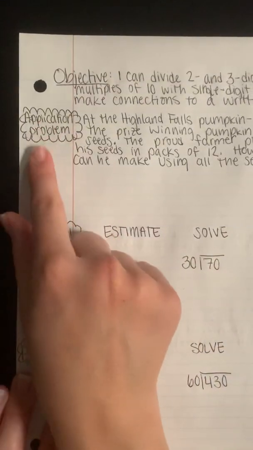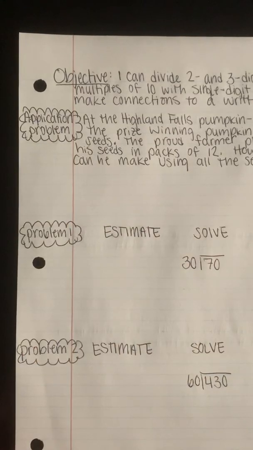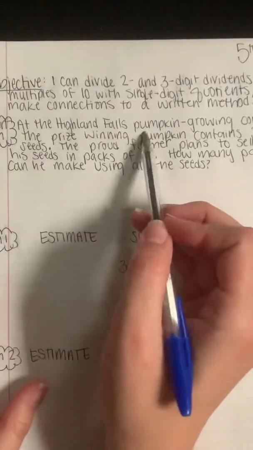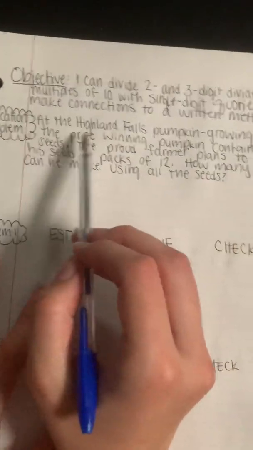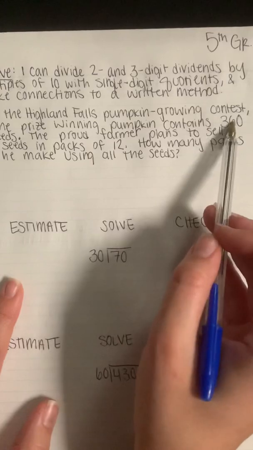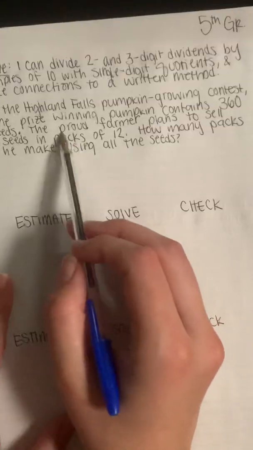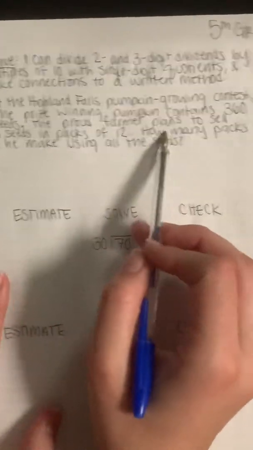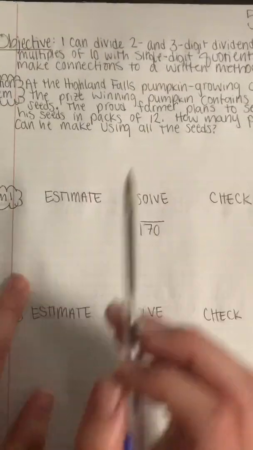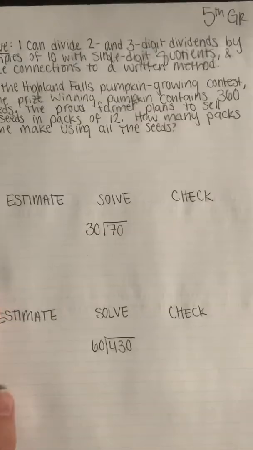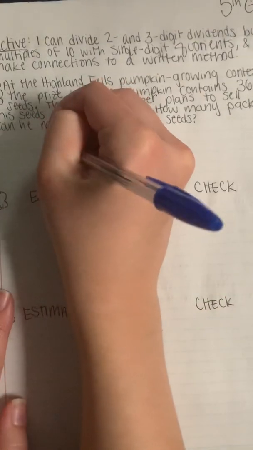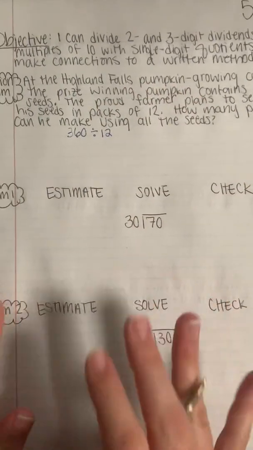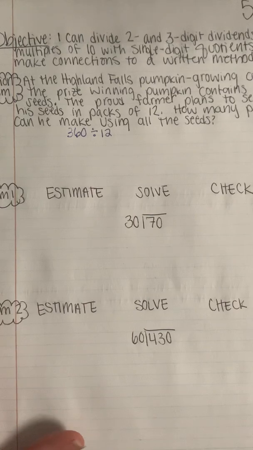We're going to start with an application problem where we're applying some of the old skills that we've learned into a word problem. At the Highland Falls Pumpkin Growing Contest, the prize-winning pumpkin contains 360 seeds. The proud farmer plans to sell his seeds in packs of 12. How many packs can he make using all of the seeds? So what we're really doing here is 360 divided by 12, right? We're putting those seeds into packs.